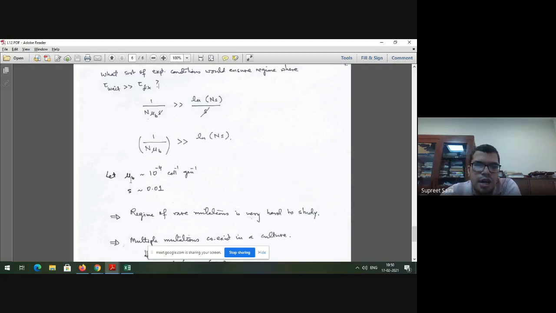For this, the mutation rate of E. coli is of the order of 10 power minus 3 per cell per generation. If I take beneficial mutations to be 10% of all mutations that occur, we can change that number, it doesn't really matter, I can change 10% to 2% and get the same result. So it is 10 power minus 4 per cell per generation, and the selection coefficient of each of those beneficial mutations is 0.01. I am interested in values of n where this condition holds.